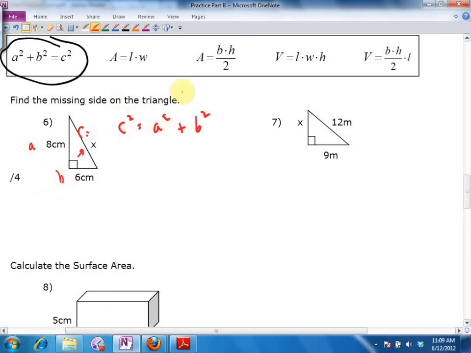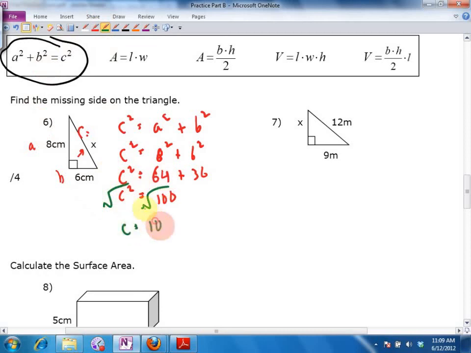I can just flip it around. So c squared equals 8 squared plus 6 squared. Okay, so 64 plus 36 equals 100. Now I got a square root to get c. 10. There's my answer. 64 plus 36 is 100. Yep. Okay.